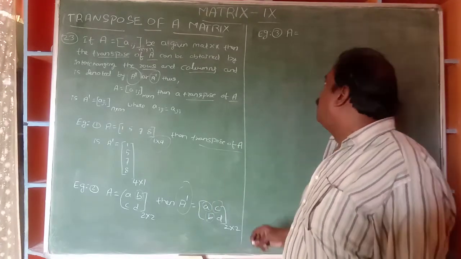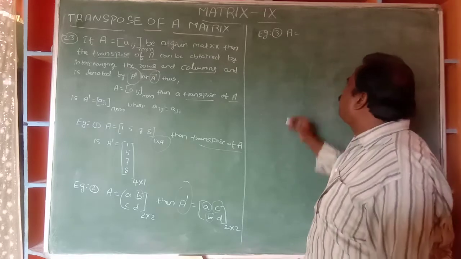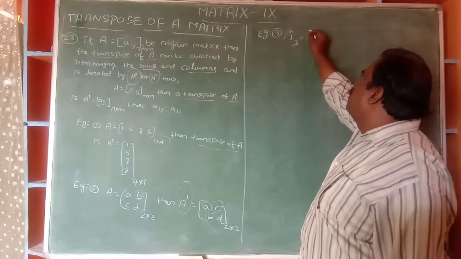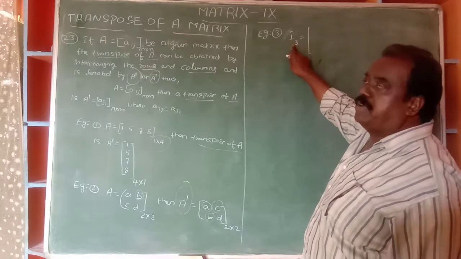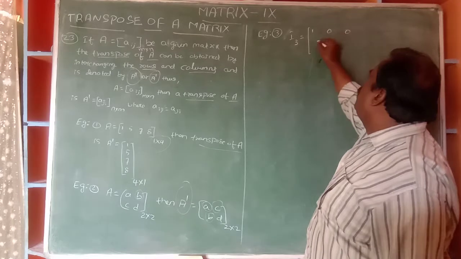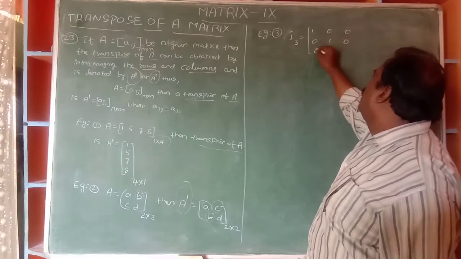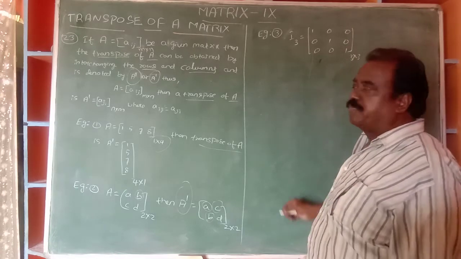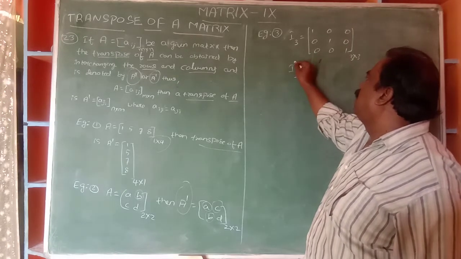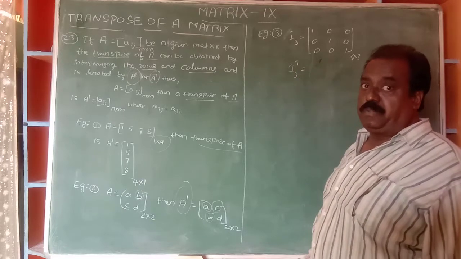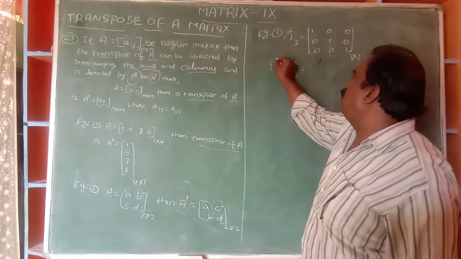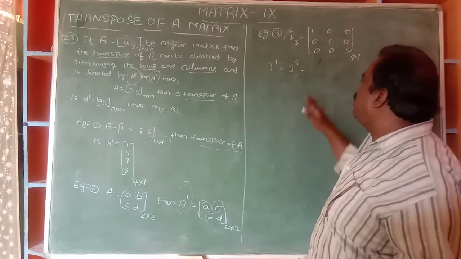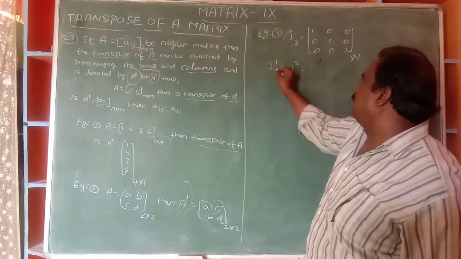Now, one more example we will take. Suppose capital I means identity matrix. I3 I am writing: 1 0 0, 0 1 0, 0 0 1. It is a 3 by 3 matrix. Then what about the transpose of I? It may also be written I dash, or I transpose, but don't say I power T. It is I transpose, I dash.